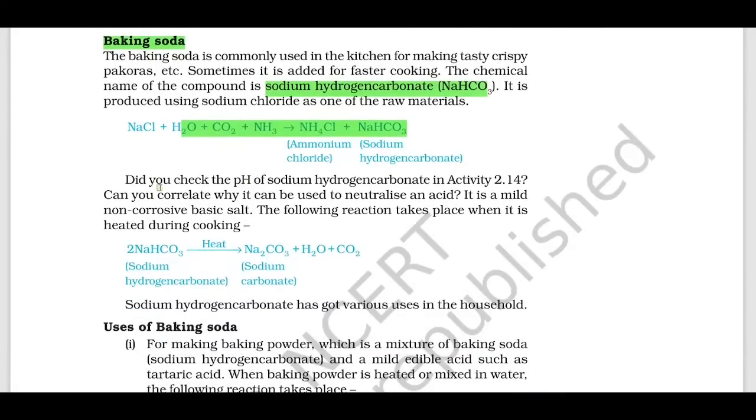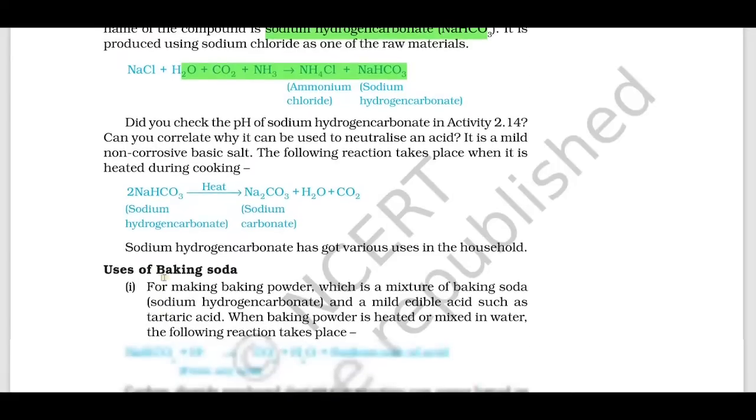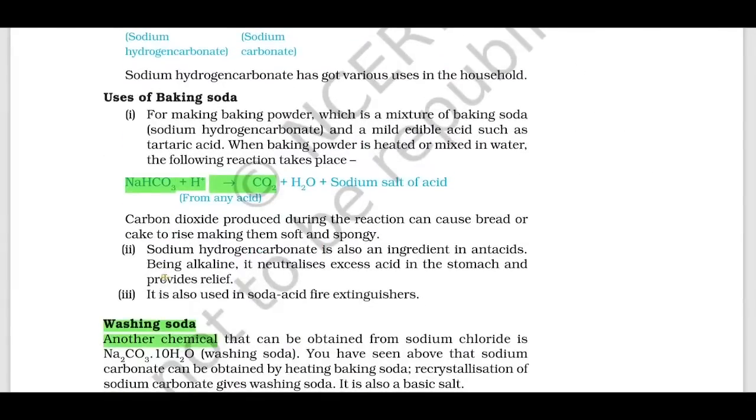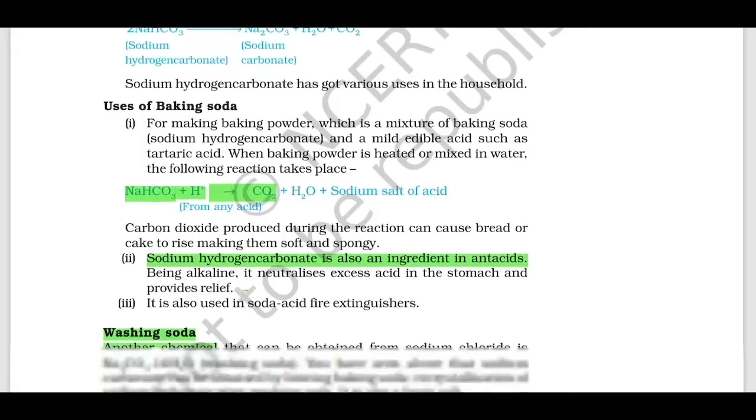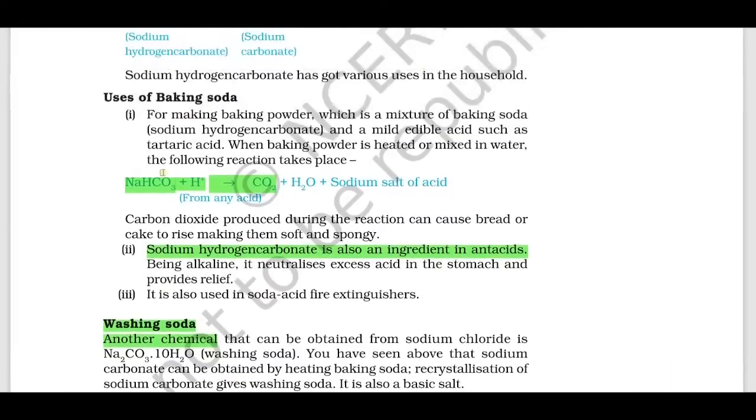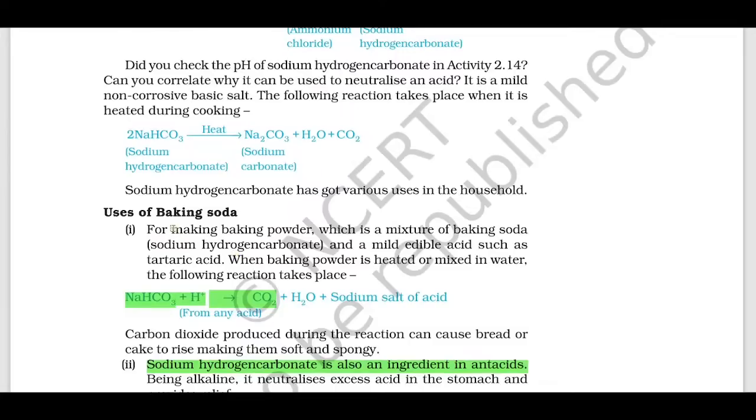Baking powder is prepared by using baking soda. See, sodium hydrogen carbonate is also used as an ingredient in antacids. That means it is basic in nature. And also baking soda is used in what? Soda acid fire extinguishers. For making baking powder, a mixture of baking soda, sodium hydrogen carbonate, and mild edible acid such as tartaric acid. If it is mixed, what happens? You get baking powder.